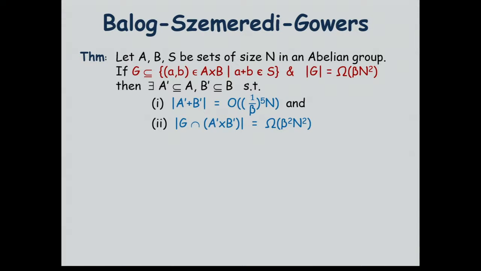To understand this result, the combinatorics people usually like to choose beta to be a constant. We're not going to do that, but they like to choose beta to be a constant, and in that sense, you get that the size of A prime plus B prime is order of n, but the intersection would be of order at least n squared times some constants.